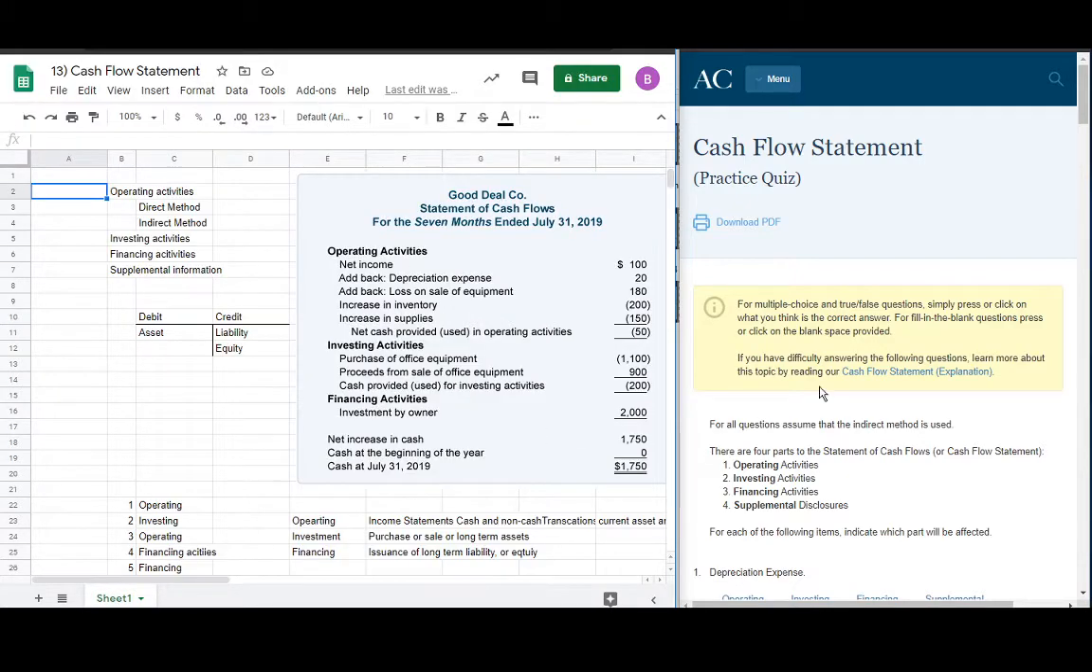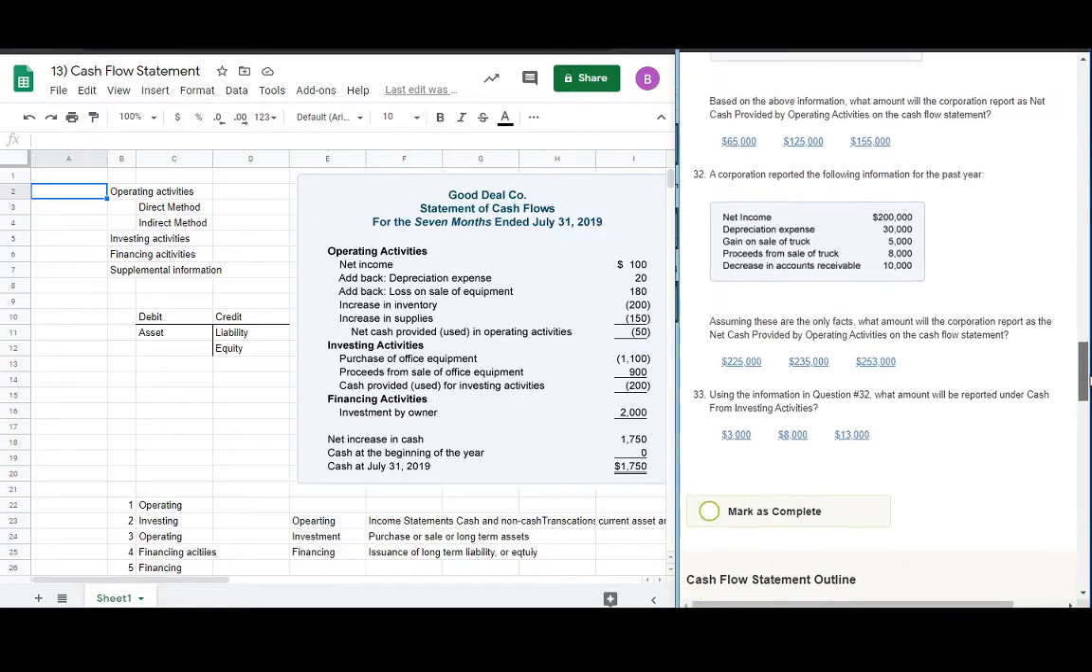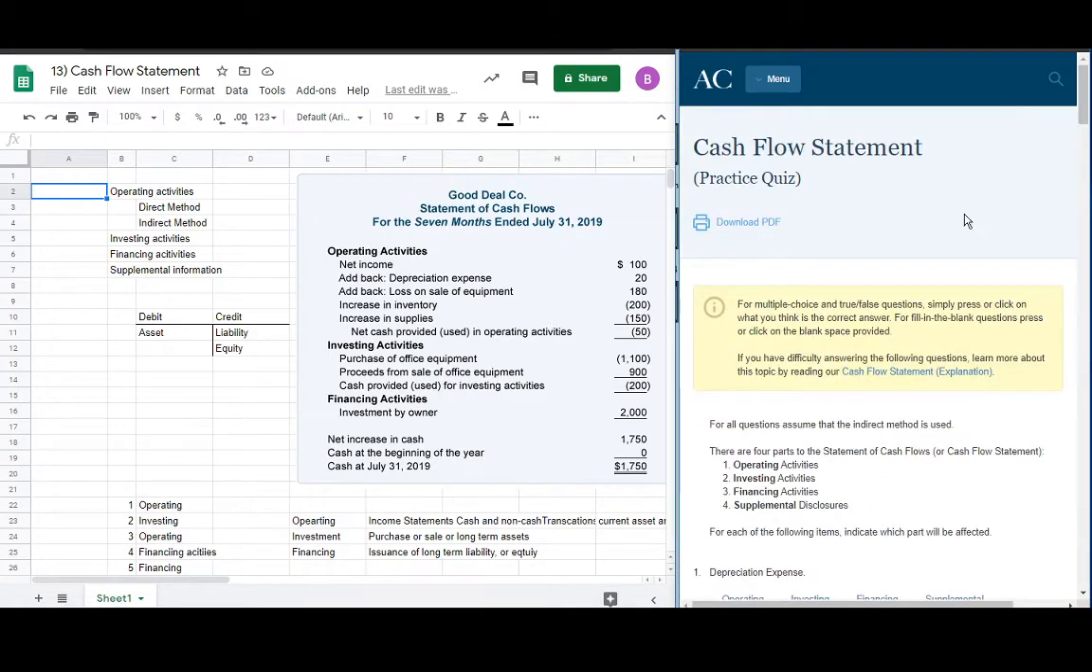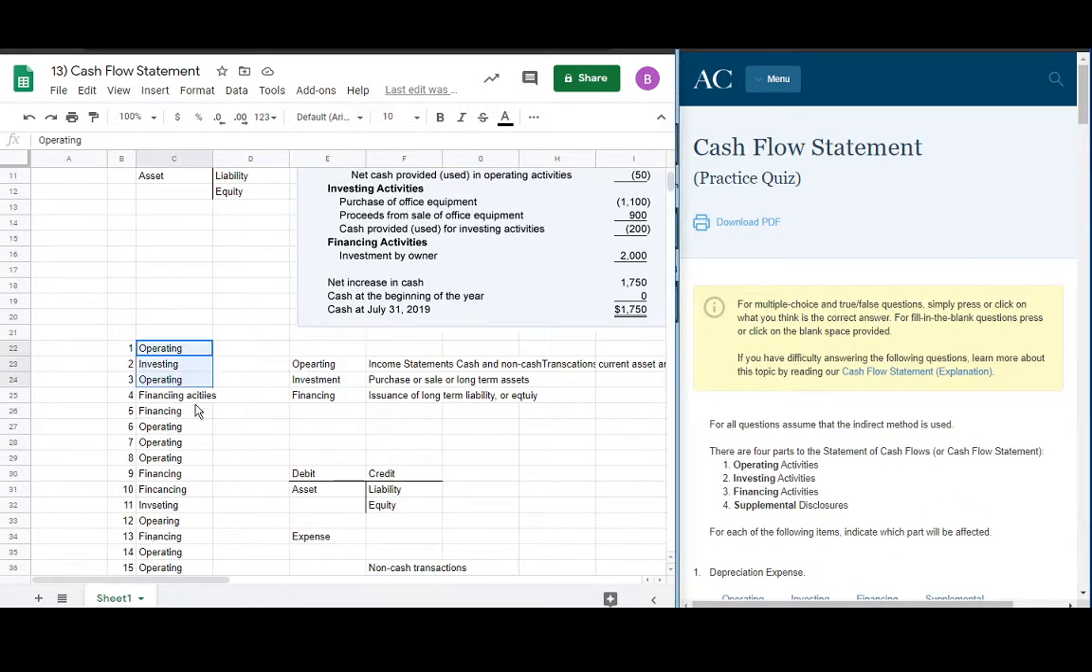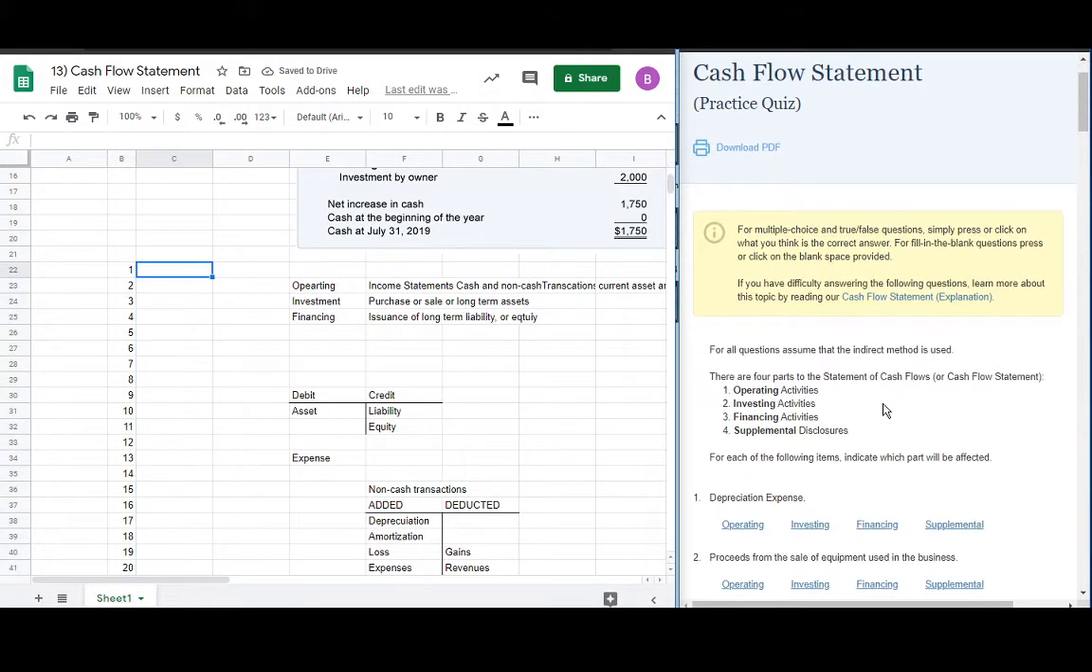So, let's start by answering this set of questions, up to number 33, that we got from accountingcoach.com. So, let's erase our answers. Start over. So, here, number 1.